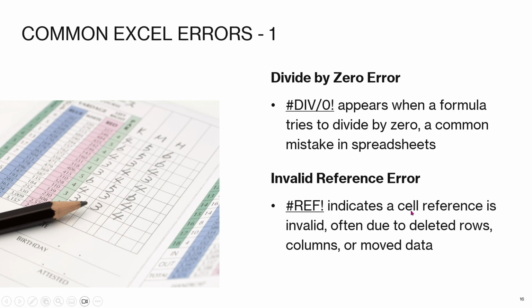Invalid reference error, where you see here this pound REF exclamation point, that's a reference. That's whenever you do a formula or a function that's referring to a cell that's invalid. Maybe you deleted a row or a column, or you moved some data to a different place. So now you see that reference error. You would need to ensure that your formula is referring to valid content.